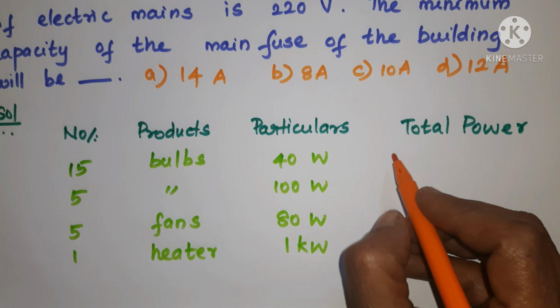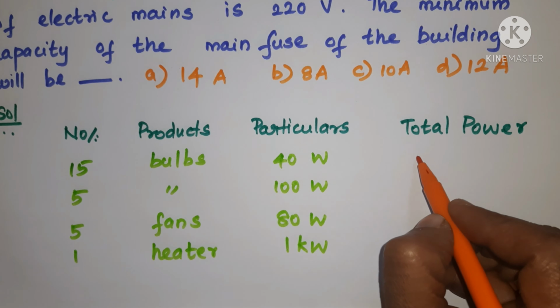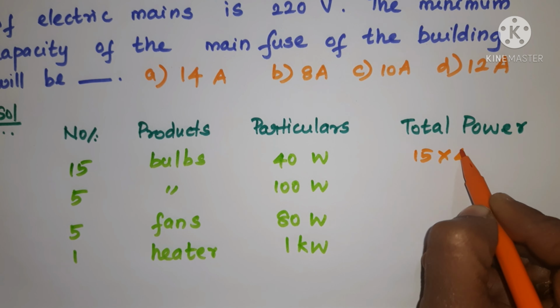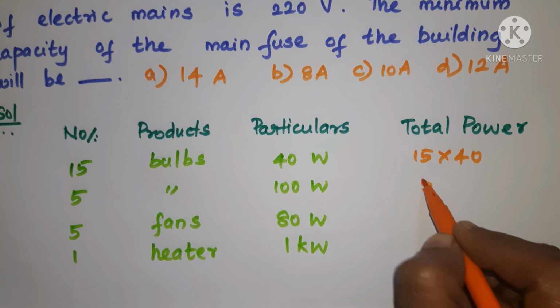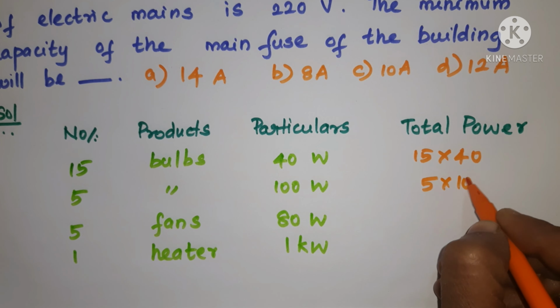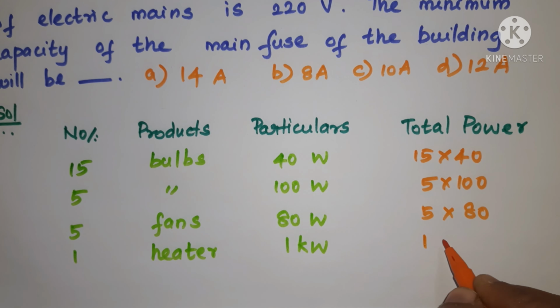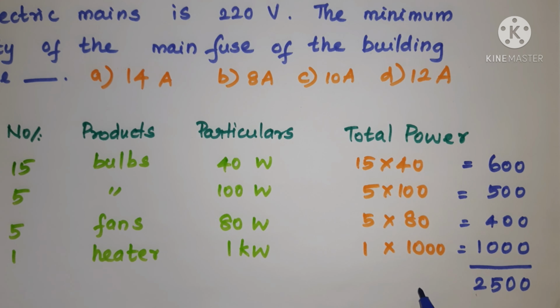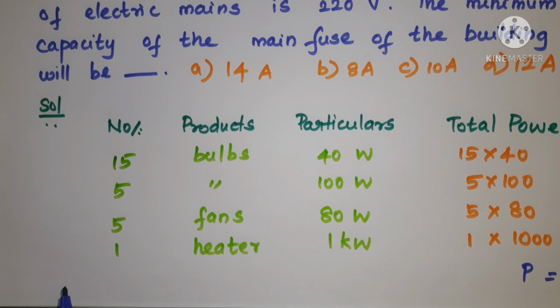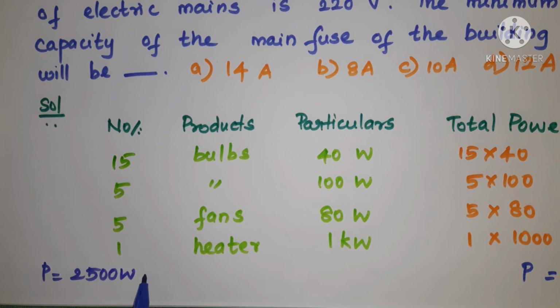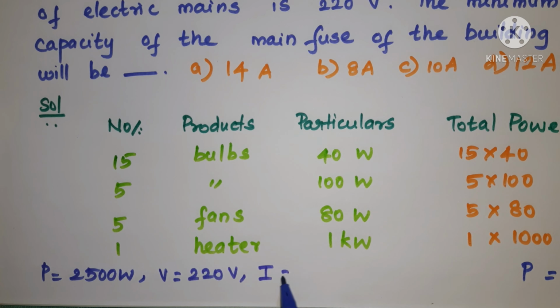So I could write the power to be, first one, 15 bulbs of 40 watt, so it is 15 into 40. Next, 5 bulbs of 100 watt, and next 5 fans of 80 watt, and 1 heater of 1 kilowatt. Hence we have the total power P is equal to 2500 watt. Now we have P is equal to 2500 watt, V is equal to 220 volt, and therefore we can find what is I.